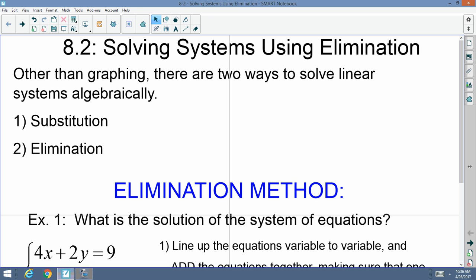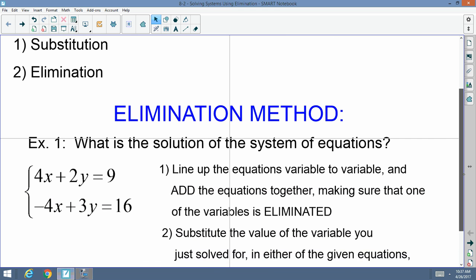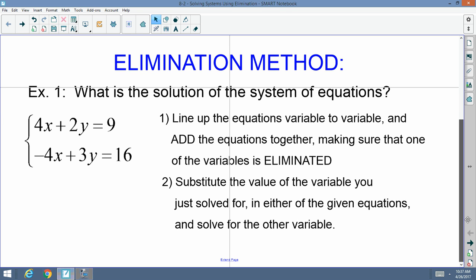So far we've learned how to solve systems by graphing. We've also learned how to solve systems by substitution. And today, in my opinion, the easiest one, we're going to learn how to solve systems by elimination. I love elimination. I think it's the quickest and easiest, and you'll see for yourself, and you can make your own decision. Okay, so elimination method. What is the solution to the system of equations?